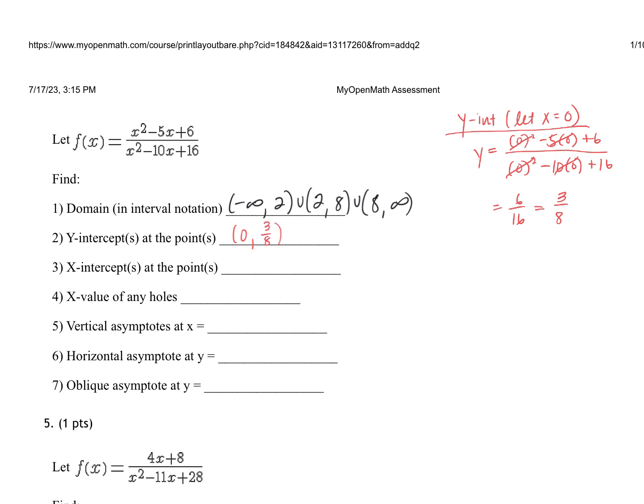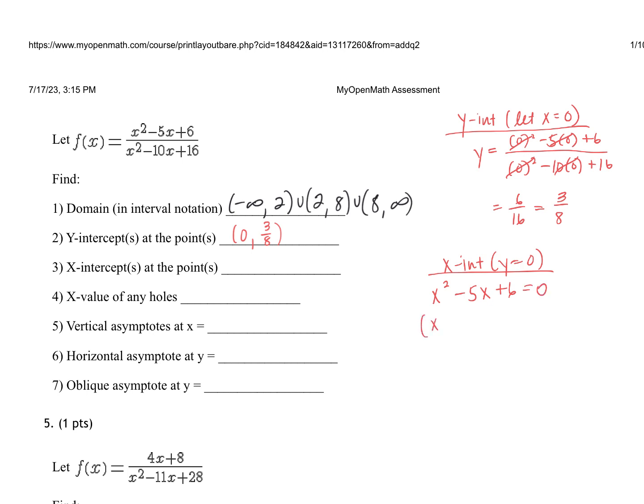Okay, so next we want to find the x-intercept. So the x-intercept is where y equals 0. Now, y equals 0 means the whole fraction is equal to 0. But remember, the bottom actually can't be equal to 0. The only thing that could be 0 would be the top. So we're really just interested in when is the numerator 0.